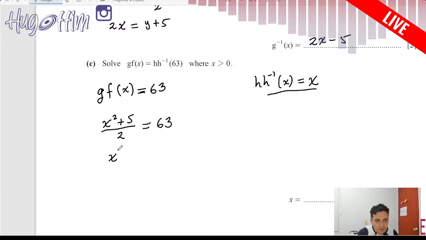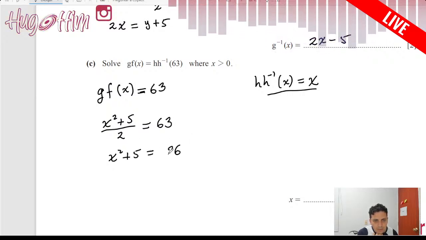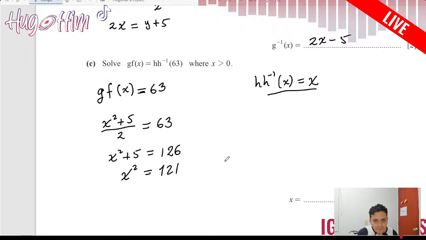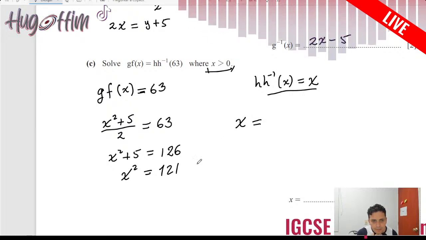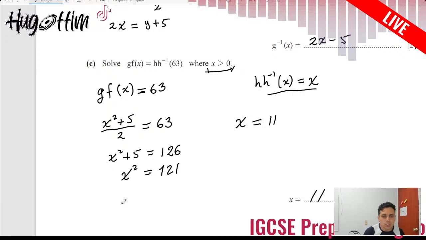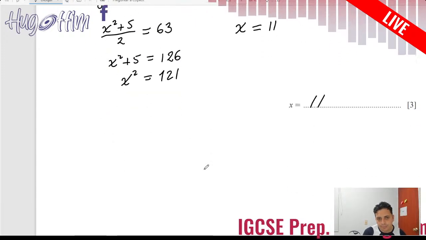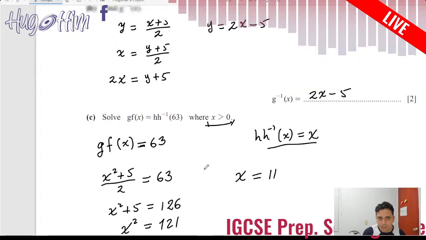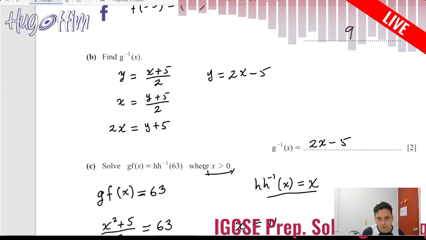So multiply by 2, x squared plus 5 equals 2 times 63, that is 126. Subtract by 5, x squared equals 121. And x should be greater than 0, because I have two options, the positive and the negative option, so it should be 11. Good. So this page was about functions.